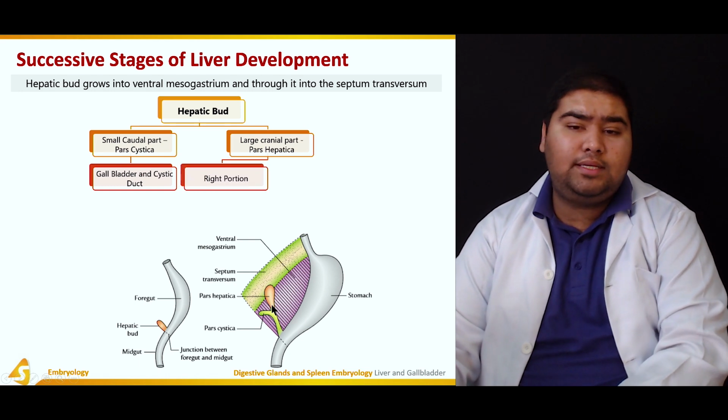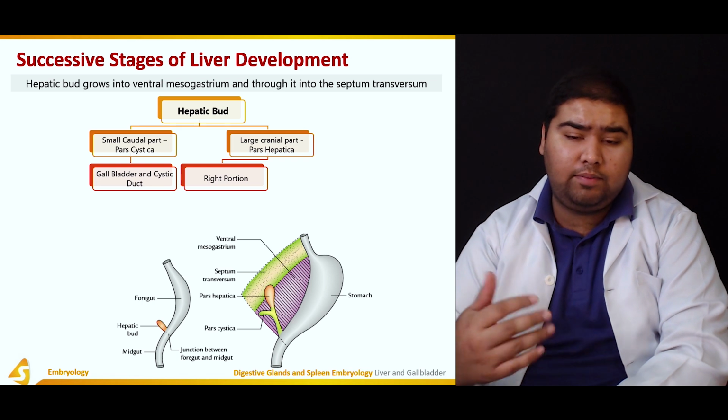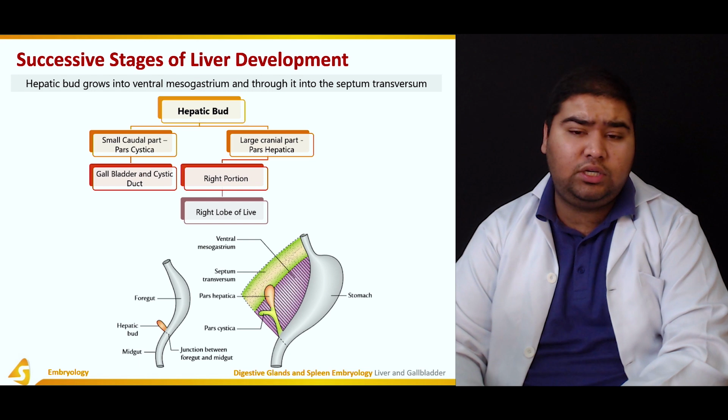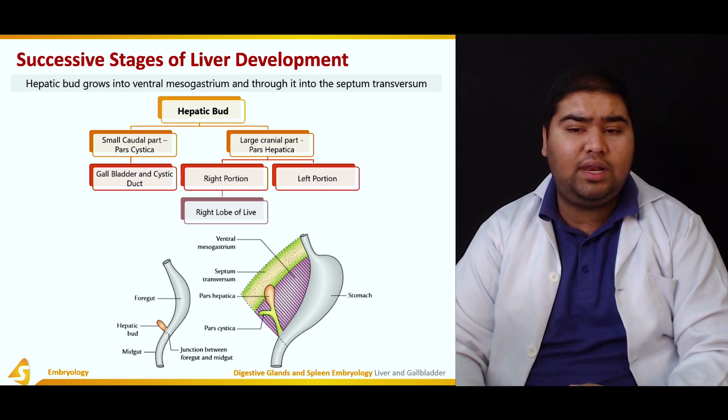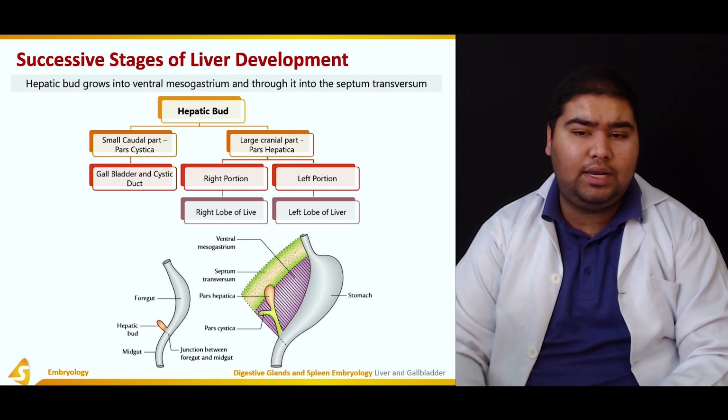So what will the pars hepatica form? Before forming any adult structure, it forms a right portion, which forms the right lobe of the liver, and a left portion, which forms the left lobe of the liver.